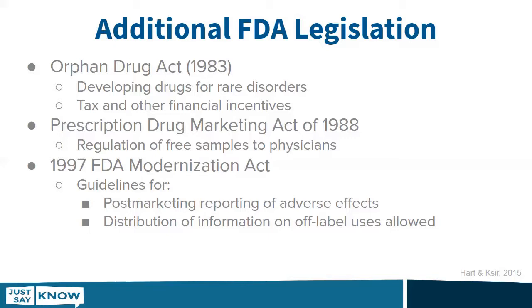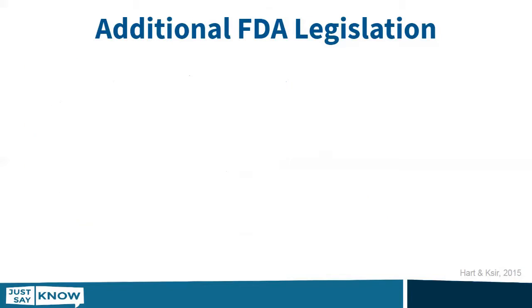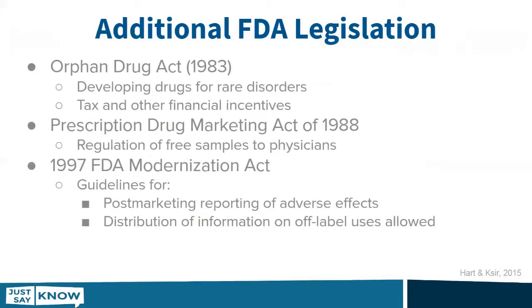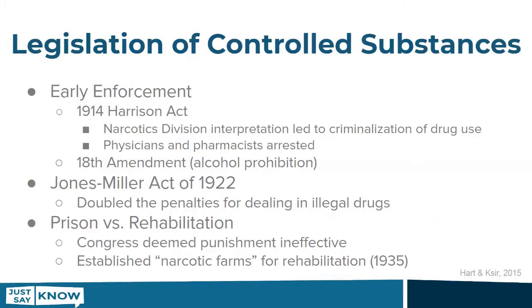And in 1997, it's the FDA Modernization Act, and this included some guidelines for post-marketing reporting of adverse effects and any distribution of information on off-label uses. So the Modernization Act, that's almost seen like phase 4 when we're looking at this new drug application process. So it's the marketing, understanding what the adverse effects might be and any off-label uses.